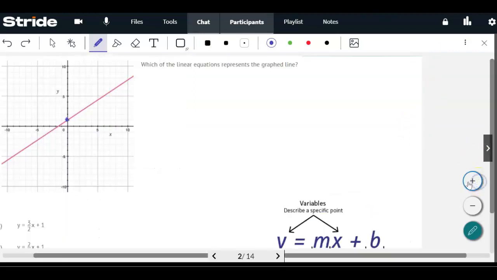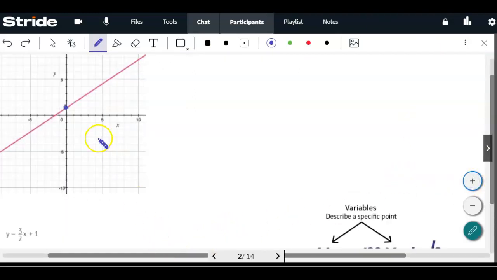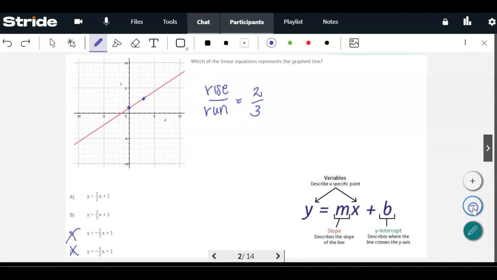I'm going to go ahead and zoom in on it so we can make sure we can see it well. It looks like it crosses right here again. So it would go up 1, 2, and then over 3. So the rise is 2, the run is 3. Up 2 over 3. It is a positive slope. So then your equation would be y equals your slope, 2/3 x, and then plus the y-intercept. So the answer is B on that one.